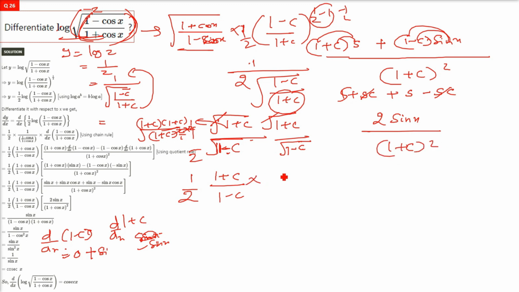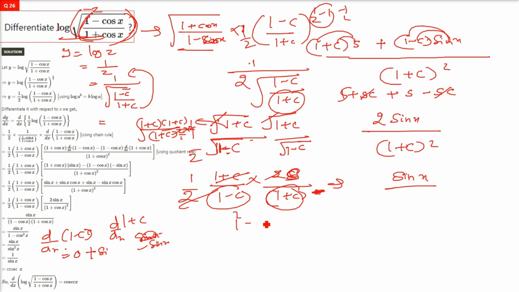Now write it here, 2 sin x, with s for sin and c for cos. So 1 plus c goes out, cancelled, 2 gets cancelled. So you have in the denominator 1 minus c and 1 plus c.